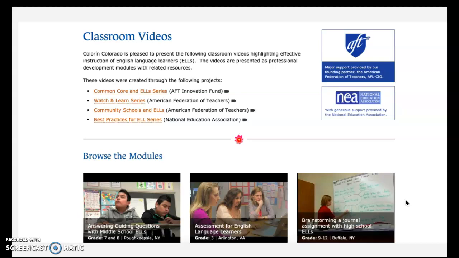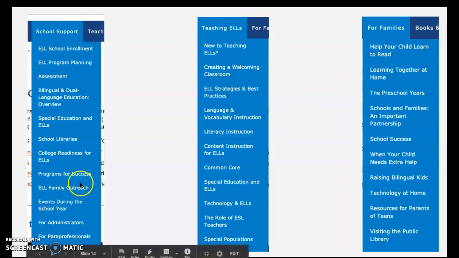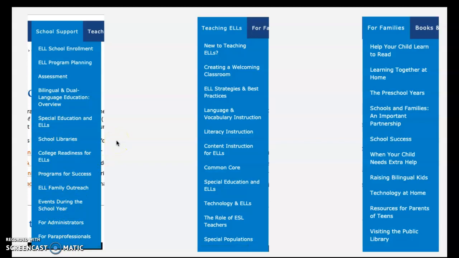And then they have just all of these links. So school support, these are more for administrators, librarians, school paraprofessionals. Then there's, of course, the whole list for teachers. And then they have for families, what it looks like for your parents and how your parents can help you out with the ELL at home.